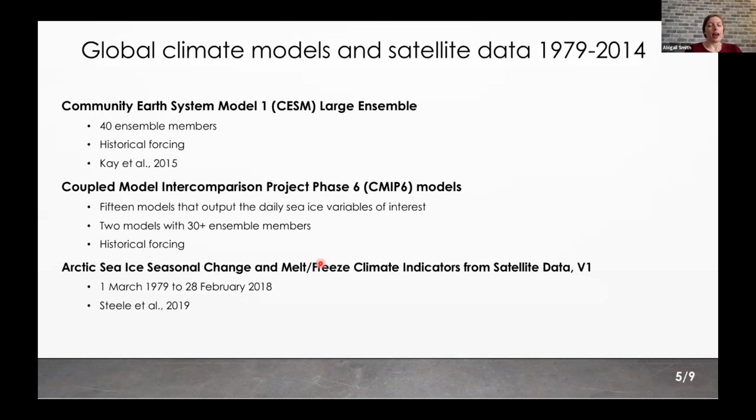We're also using SIMIP 6 models. At the time that we did this analysis, there were 15 SIMIP models that output the daily sea ice variables of interest to creating these metrics. And 2 of those models have more than 30 ensemble members. So with those 2 models and the large ensemble, we're able to create a few different representations of internal variability in these metrics as well. And finally, for the observational data, we're using the Arctic sea ice seasonal change and melt and freeze climate indicators. And that provides a set of satellite observed metrics similar to what I described before.